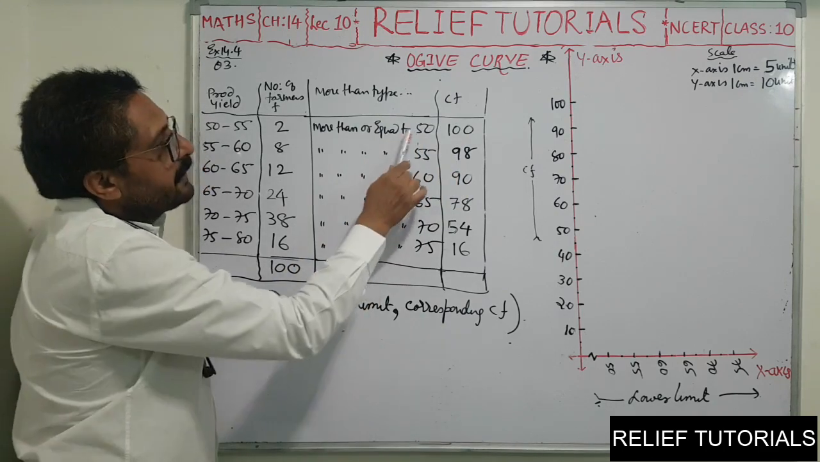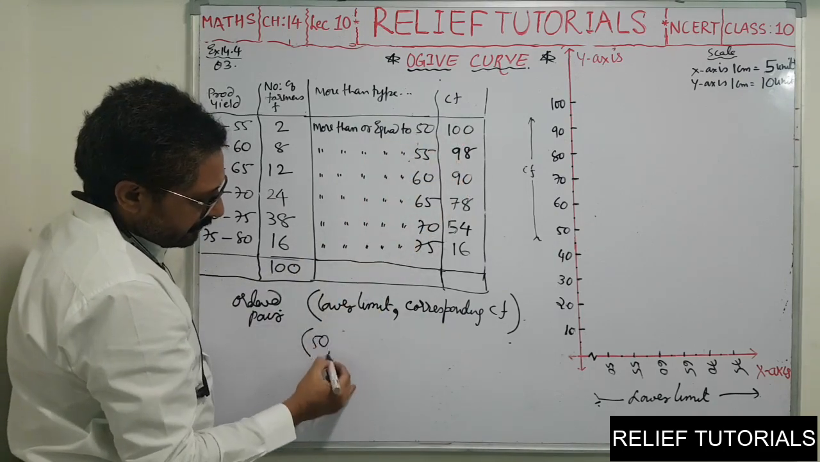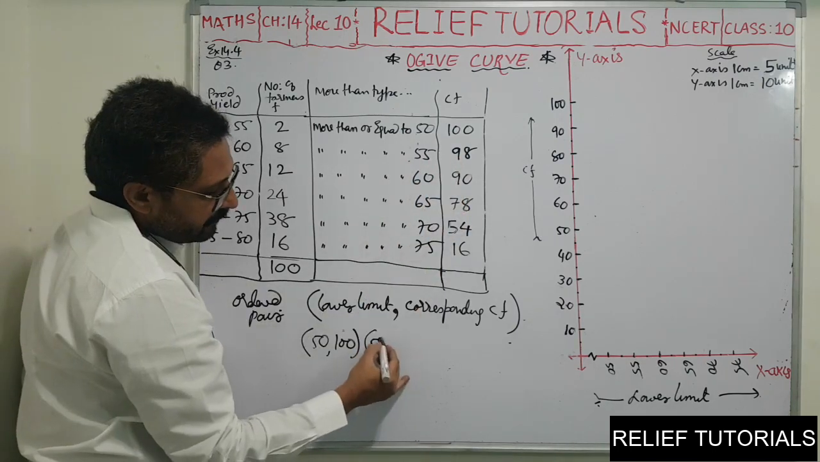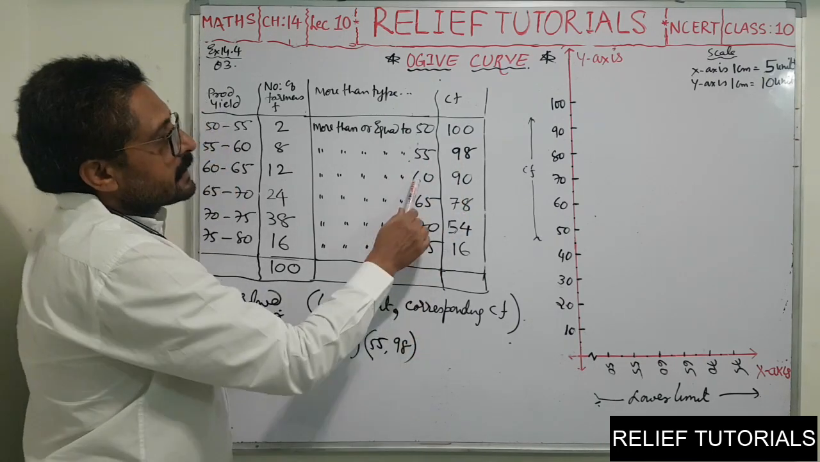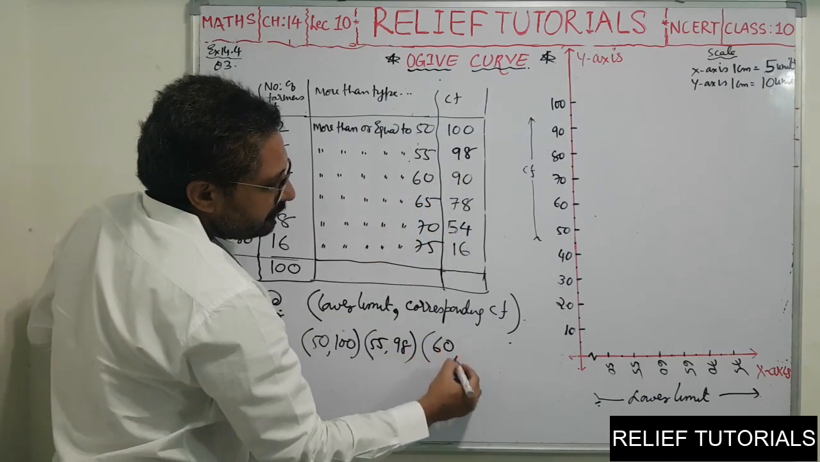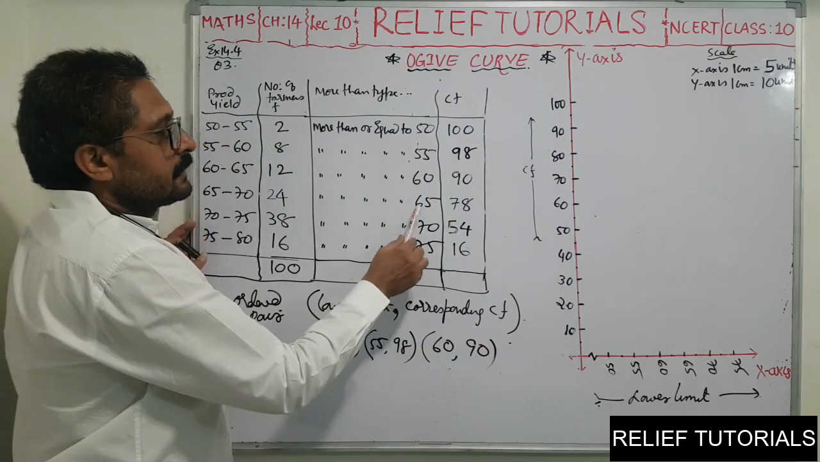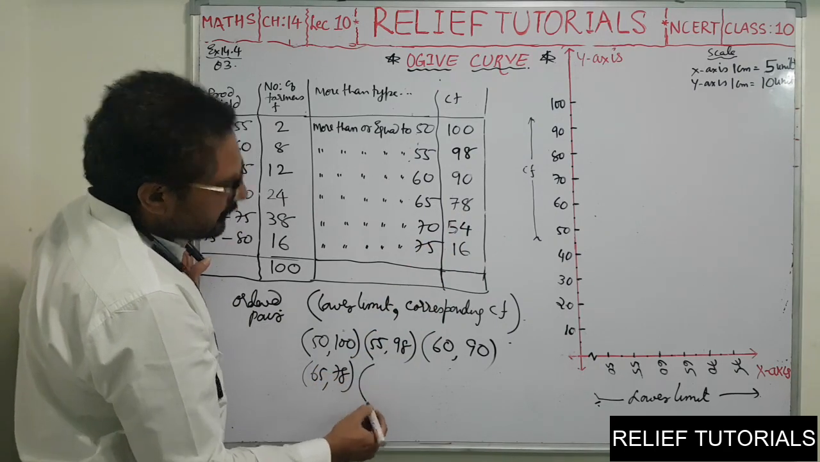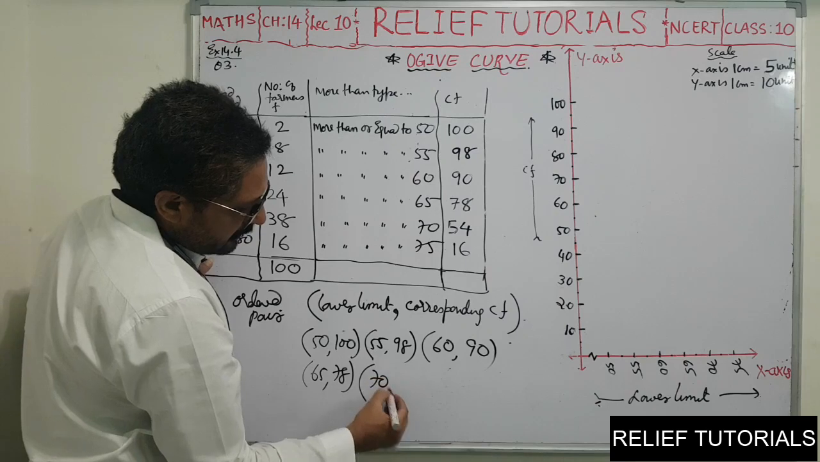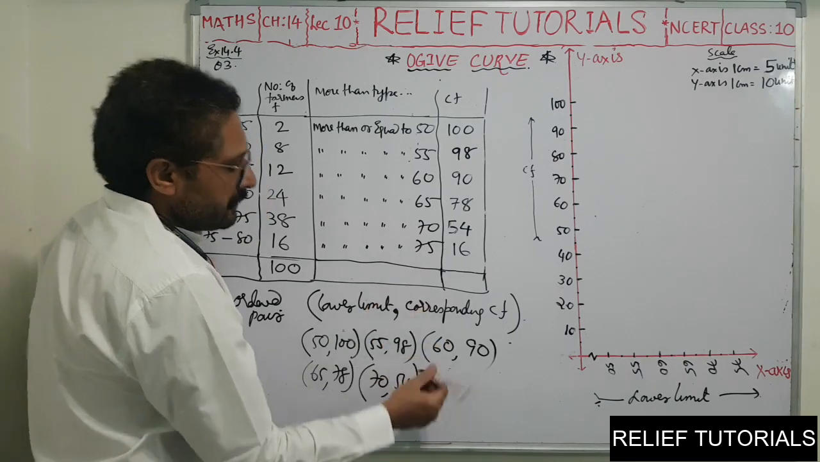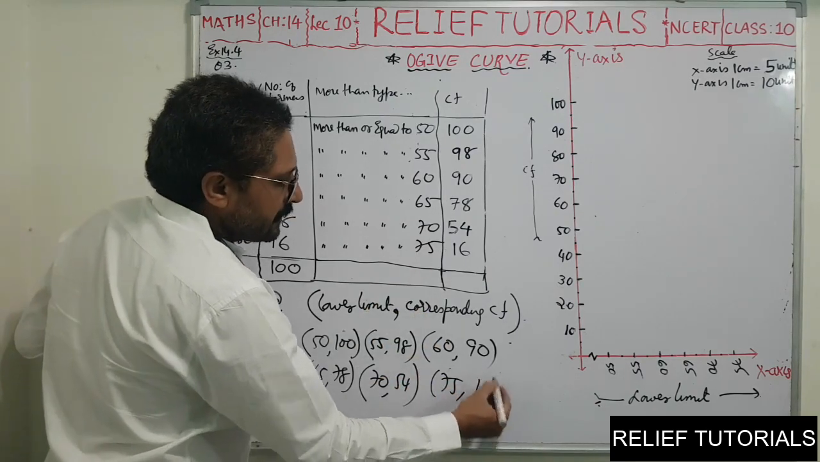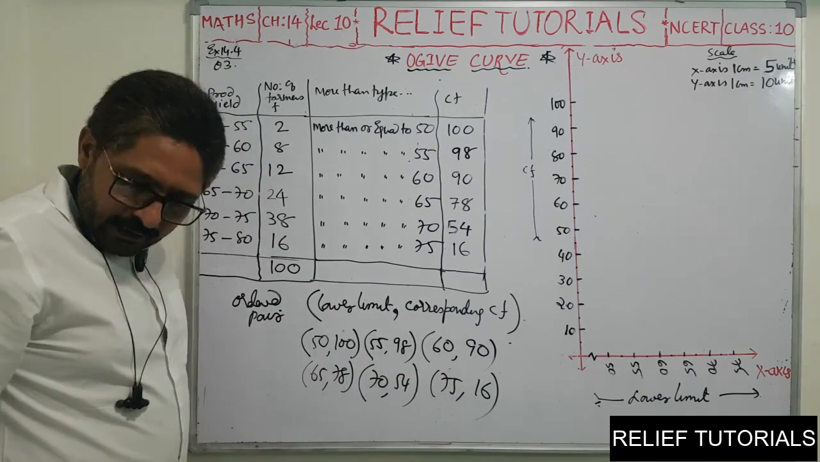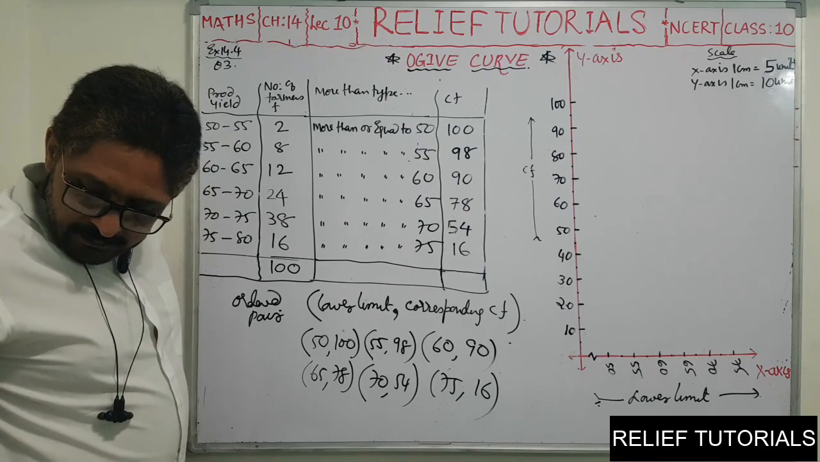So our ordered pairs will be 50, 100; 55, 98; 60, 90; 65, 78; 70, 54; 75, 60. Just you have to plot these ordered pairs on a graph, so you will get your curve.